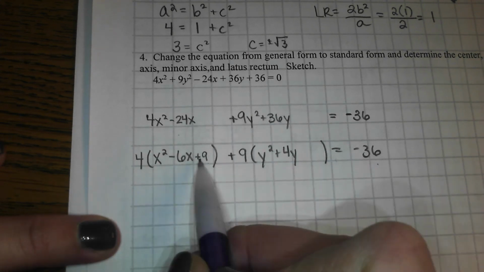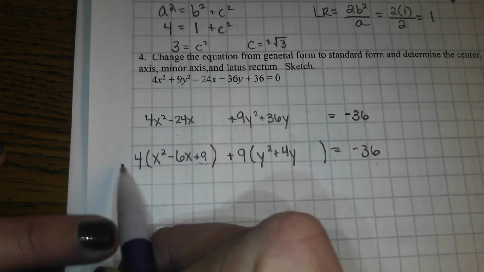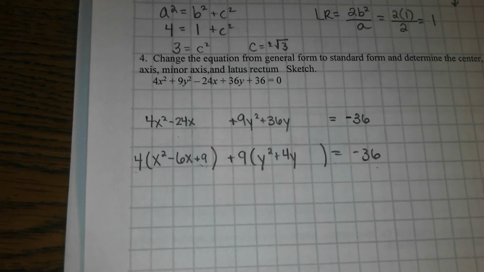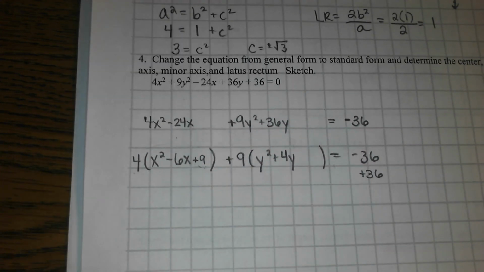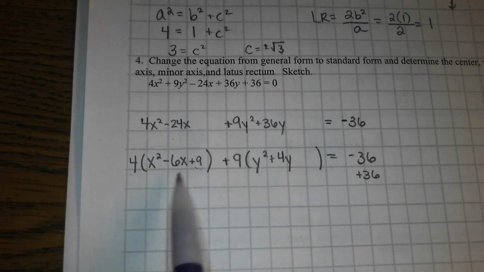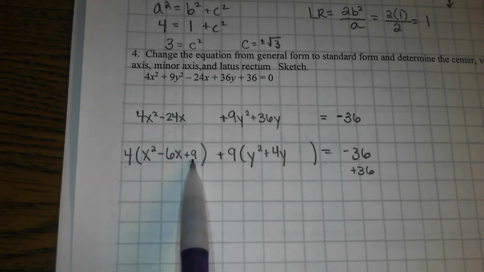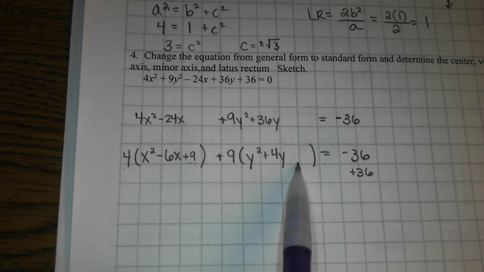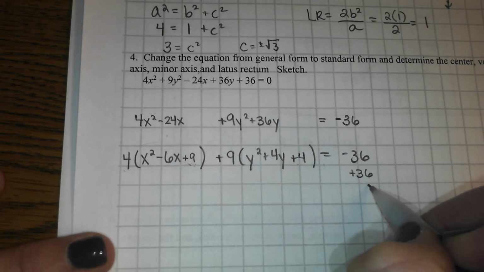Nope. I added 9 in a set of parentheses that got multiplied by 4. So I technically added 36, even though I wrote plus 9. So I have to add 36 to the right to counter that and keep everything equal. She took half of -6 to get to -3 and squared that number. So, Val, what am I going to add inside this set of parentheses? Plus 4, and what am I going to add on the other side to counter that?